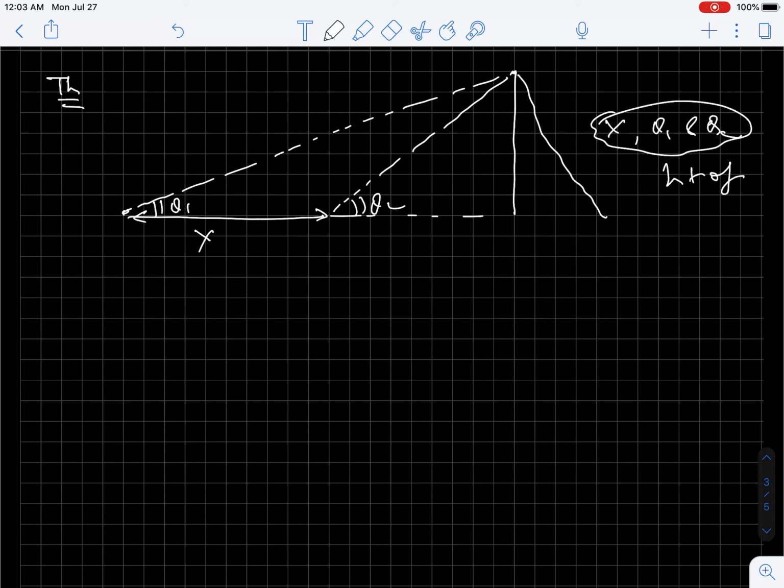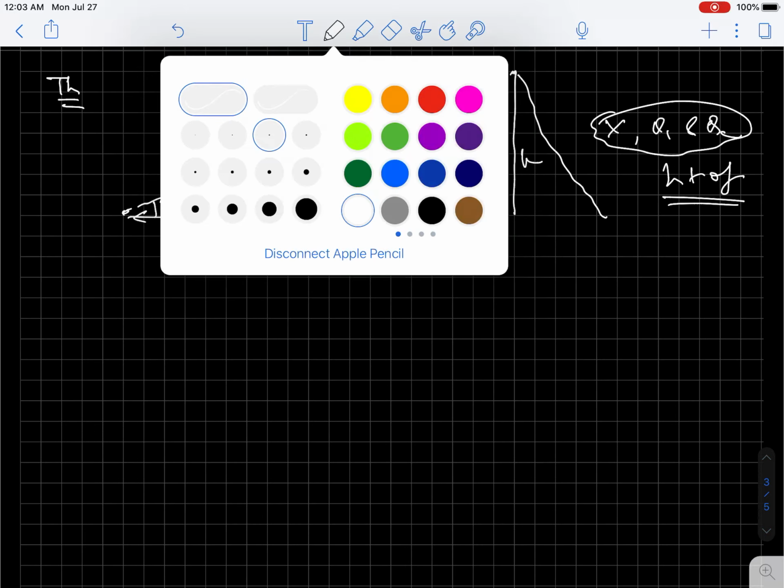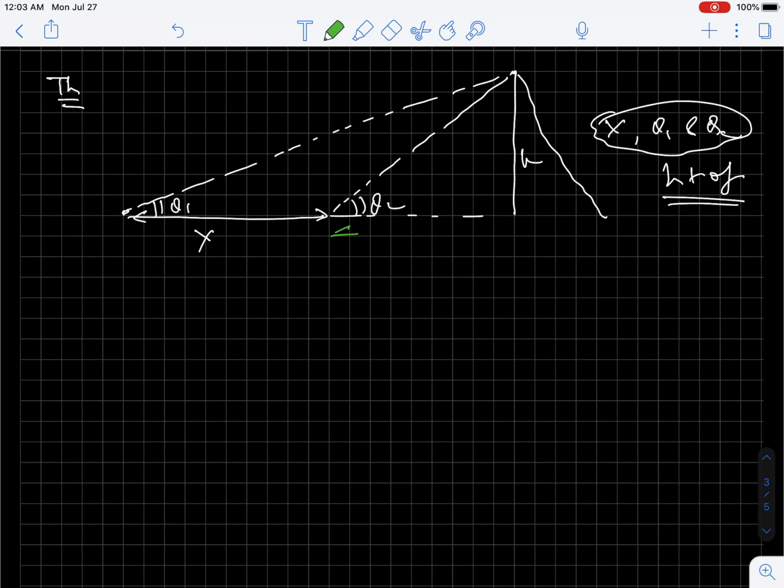That famous problem is converted into this problem. Now you have to calculate the height of the building. Now see, let's say this length is y, we don't know this value, okay, x and y. x is known, theta 1 is known, theta 2 is known, y and h are unknown.